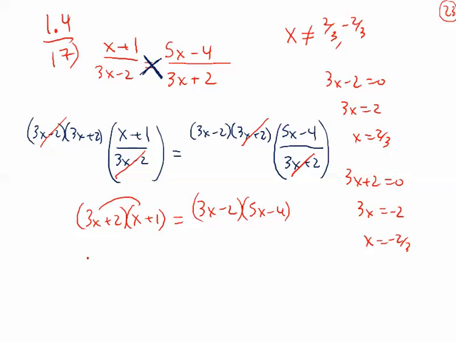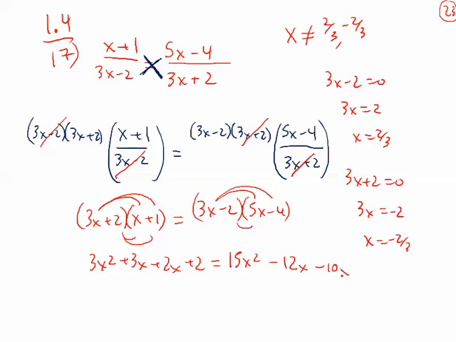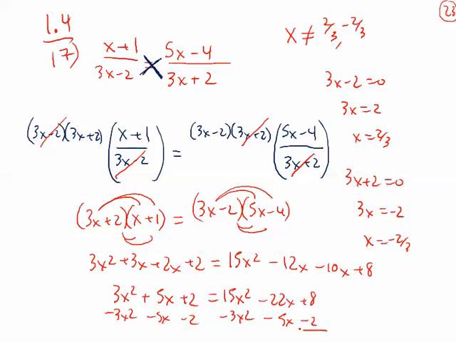Alright, got some work ahead of us here. So 3x squared plus 3x plus 2x plus 2. Other side. Oh boy, 15x squared, is that right? Minus 12x minus 10x plus 8. Again, watch my arithmetic here, make sure I'm doing it correctly. So 3x squared plus 5x plus 2, 15x squared, what is that, minus 22x plus 8? Okay, I can either move everything over to the left, or I can move everything over to the right. You know what I'm going to do? I'm going to actually move everything over to this side. Minus 3x squared, minus 5x, minus 2, and I'm totally running out of room here.